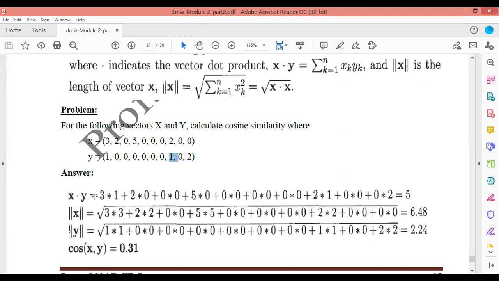Now, if you substitute these numerator and denominator values, the numerator is x into y, that is 5, divided by the denominator, which is mod of x into mod of y. So mod of x is 6.48 into mod of y is 2.24.